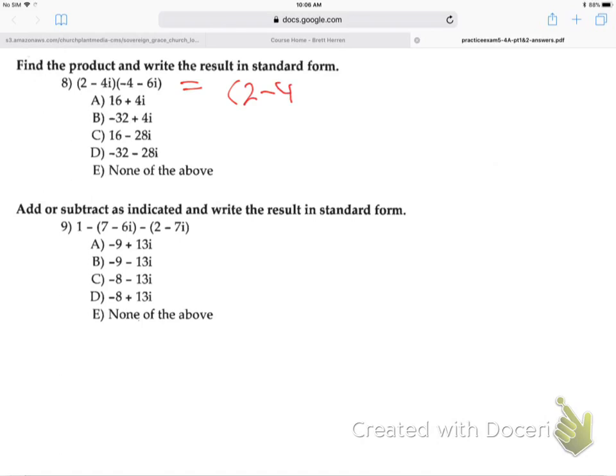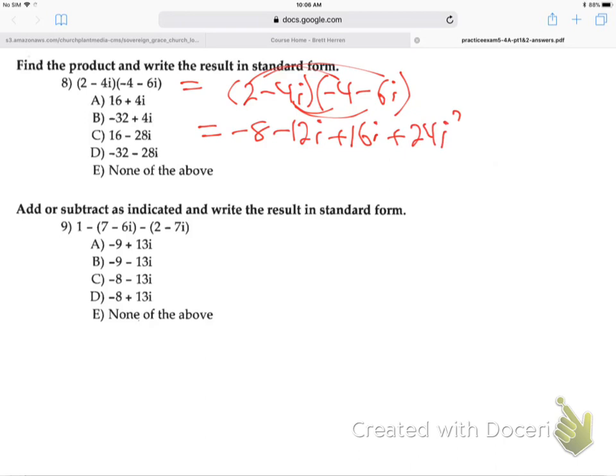So we have 2 minus 4i times minus 4 minus 6i. So we're gonna FOIL that out. Just remember, i squared becomes negative 1. So we get minus 8, minus 12i, plus 16i, plus 24i squared.